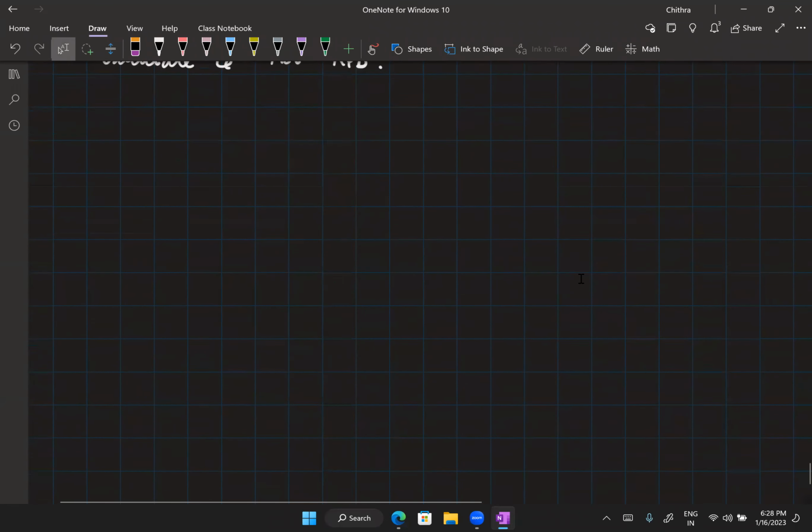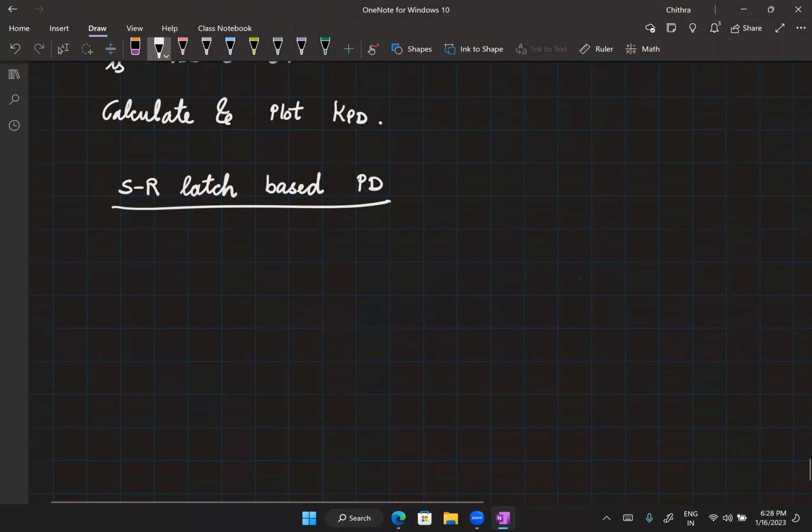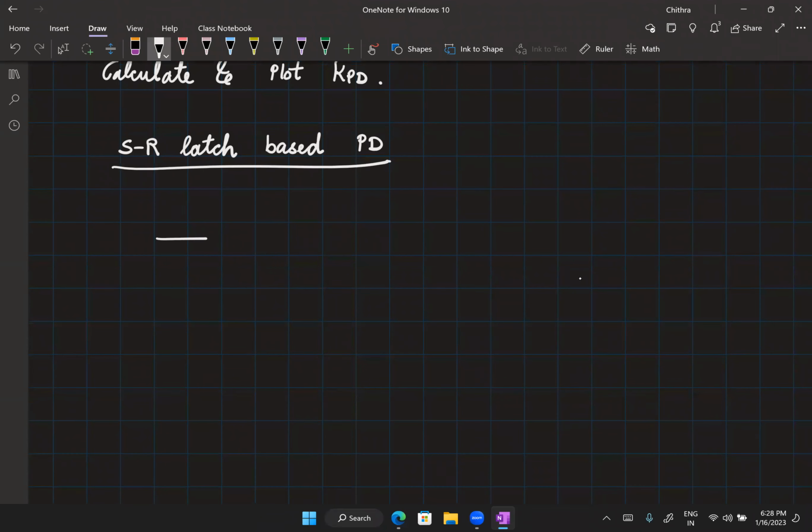Okay, so now we move on to the SR latch based PD. So let me first sketch out an SR latch.